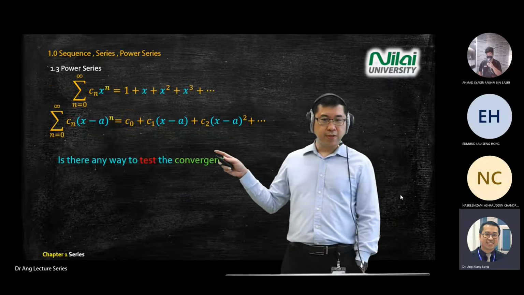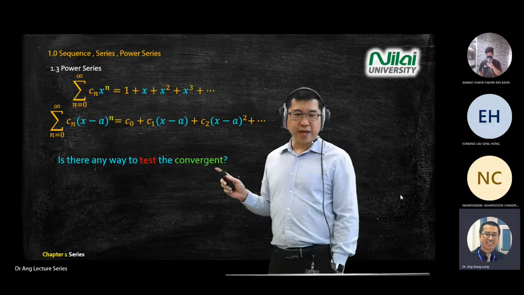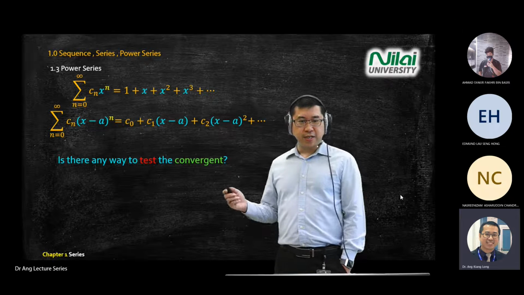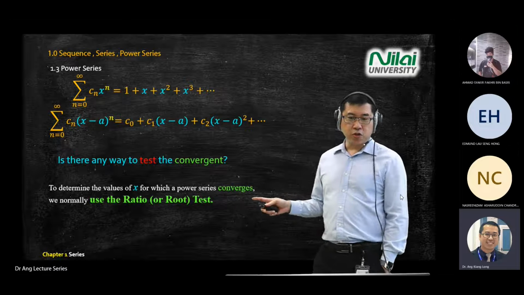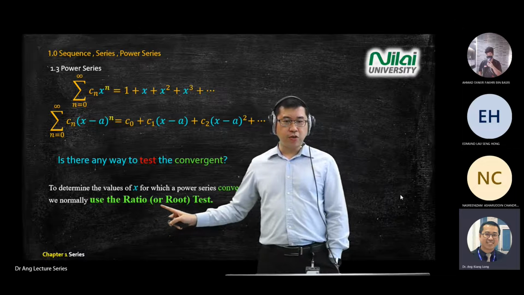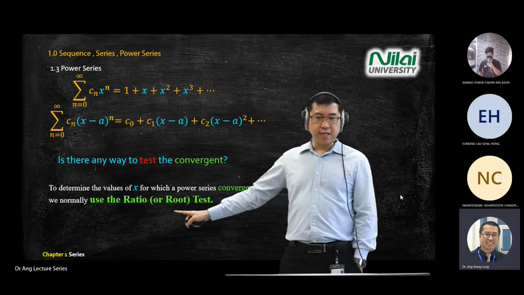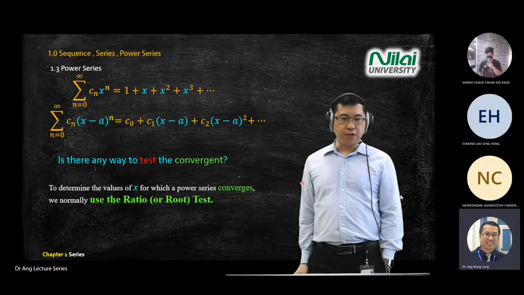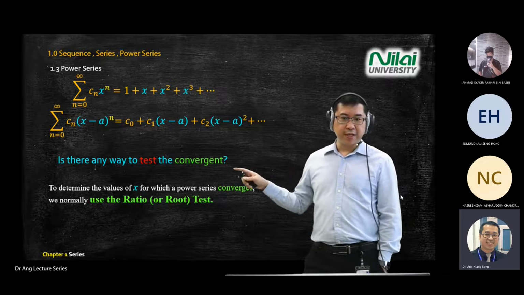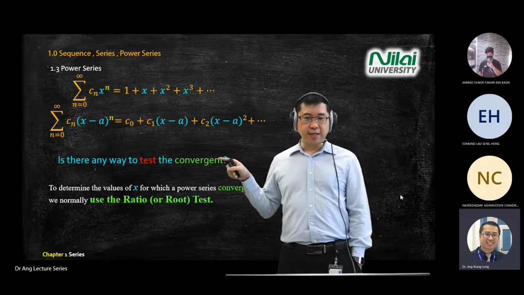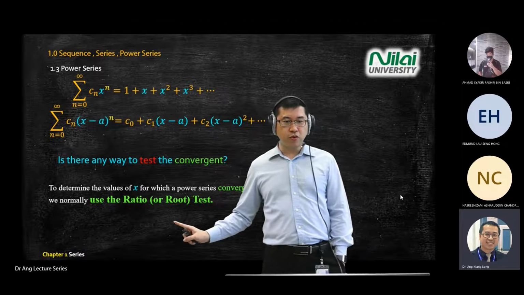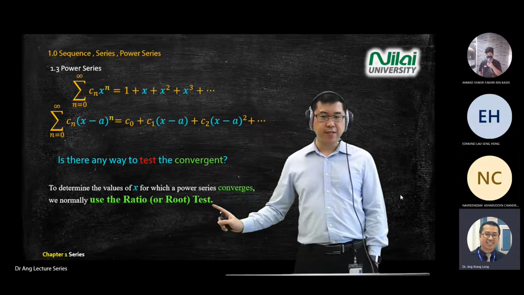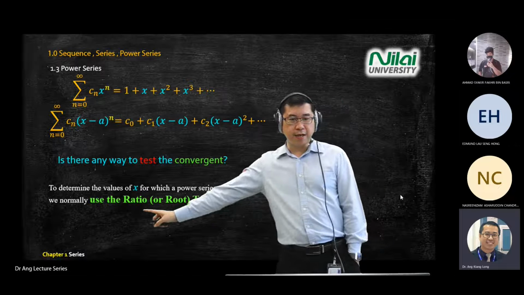Continue. So is there any other way, besides substituting the number, to see whether it converges? The answer is yes. You can use a test called the root test. There's one test to see whether it converges or not. For power series, there's one test that you can do. The name of the test is called the root test, or sometimes in other textbooks you will see the ratio test.